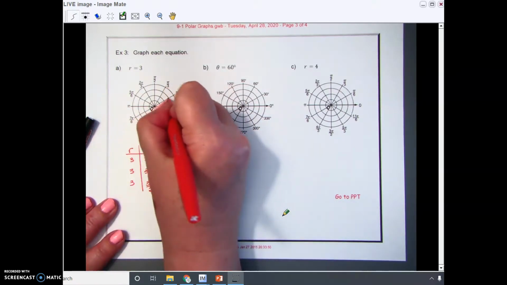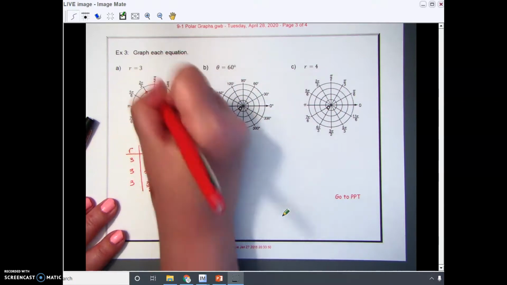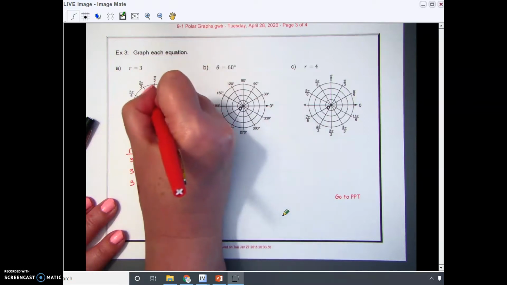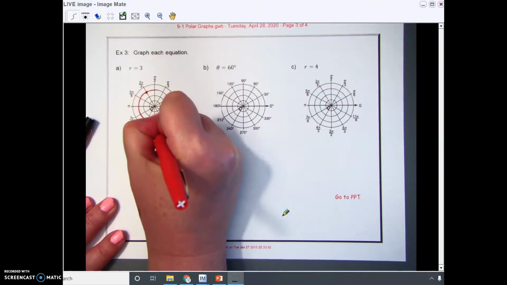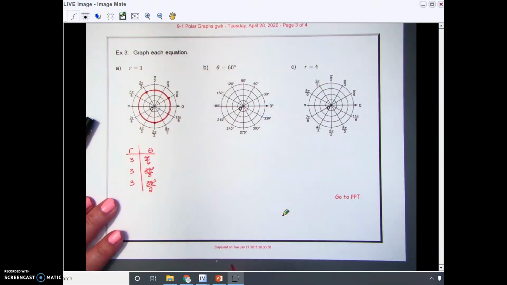So at pi over 6, we're going to go forward 3. At 2 pi over 3, we're going to go forward 3. At 3 pi over 2, we're going to go forward 3. And do you see that it's the set of all points that lie exactly 3 units from the pole or the origin? And so that's going to be a circle with a radius of 3 centered at the origin.